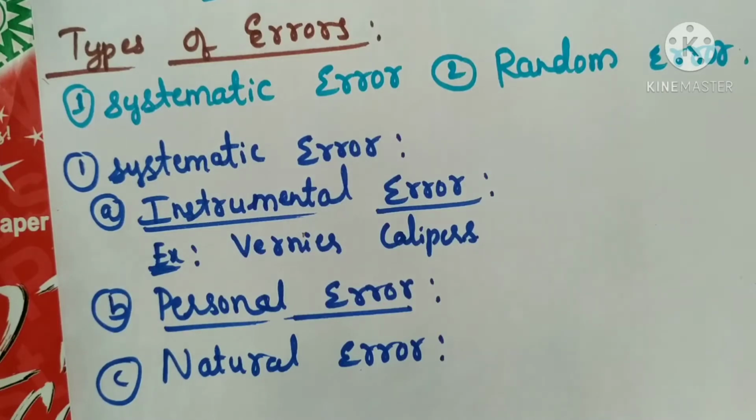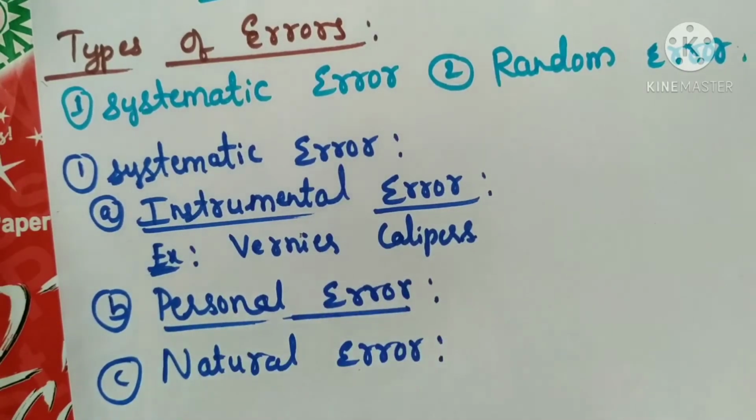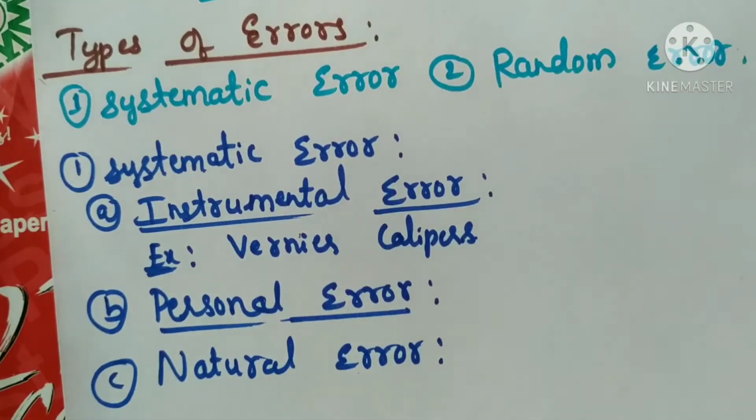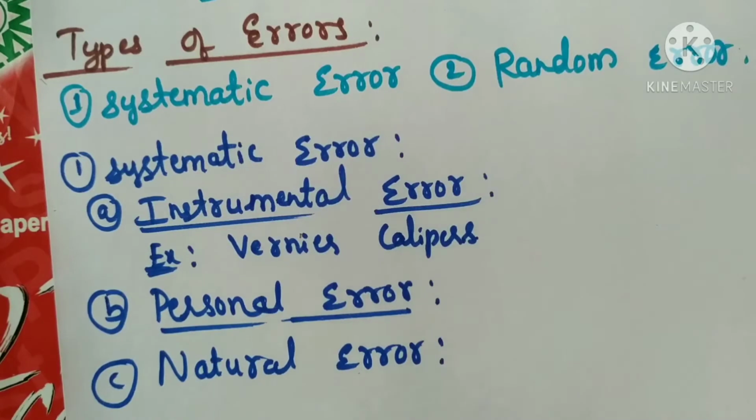Okay, because of the atmospheric conditions, there may be changes in the melting point. So that is not under our control. That is what? Natural error. So these are the three types of systematic errors. First one is instrumental error, second one is personal error, and third one is natural error. And one more thing, these systematic errors can be eliminated by finding their causes.